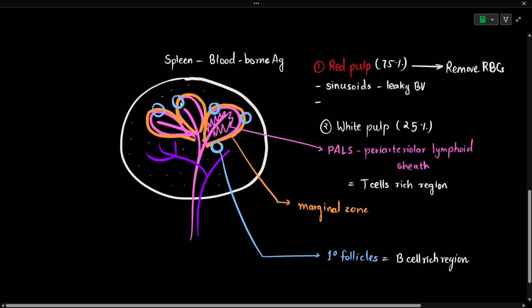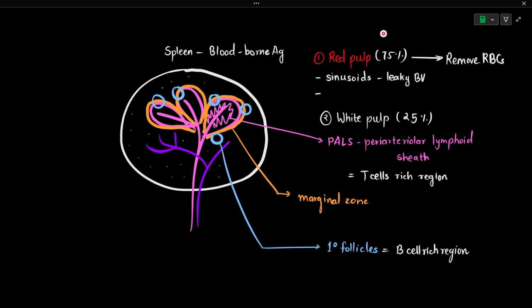So what happens is that whenever any antigen is circulating in the blood, that blood-borne infection, that antigen will come through the artery. The splenic artery is going to bring those blood-borne antigens alongside the lymphocytes. So lymphocytes plus those antigens plus the antigen presenting cells, all of them will be in the blood, and they will enter the spleen through this artery. Once they enter, the T cells slip into this PALS region, and that is why the PALS region is rich in T cells.